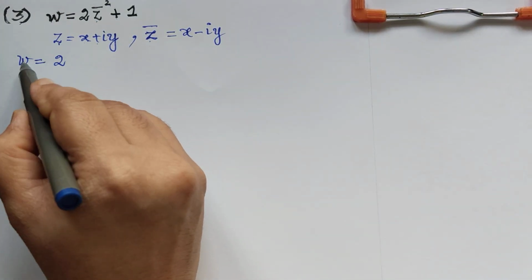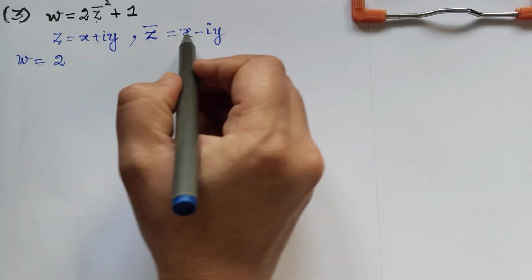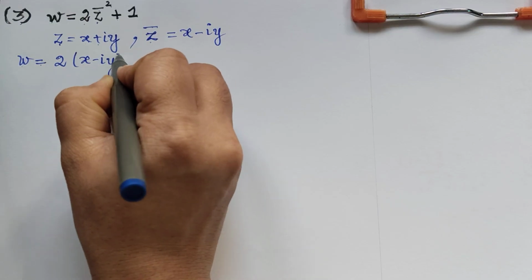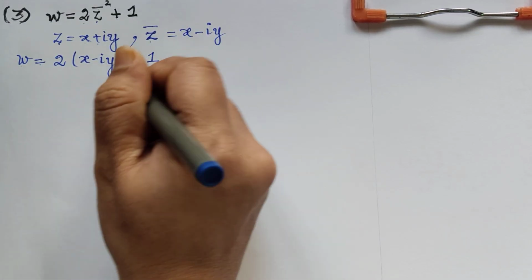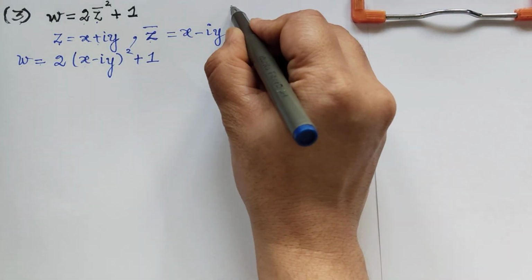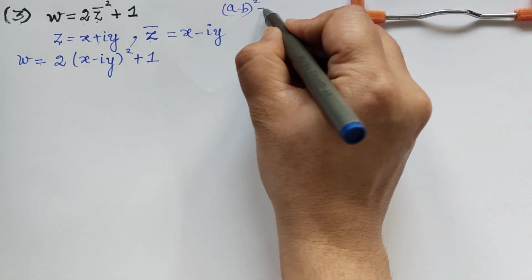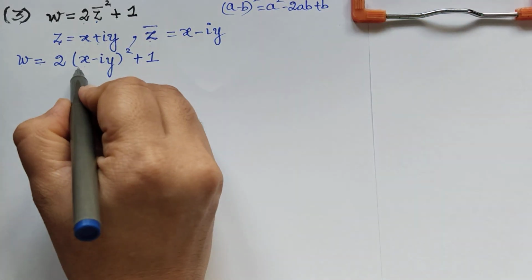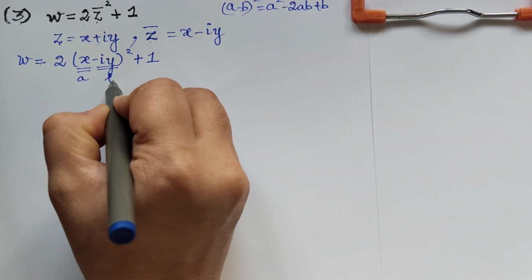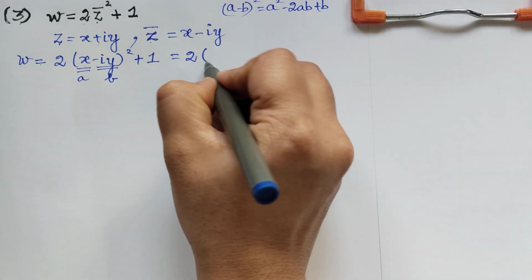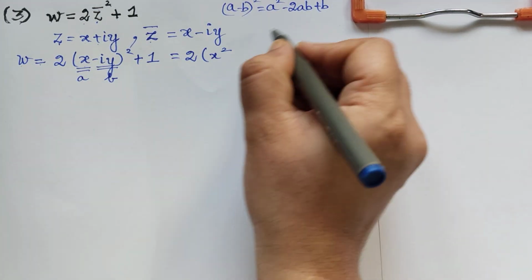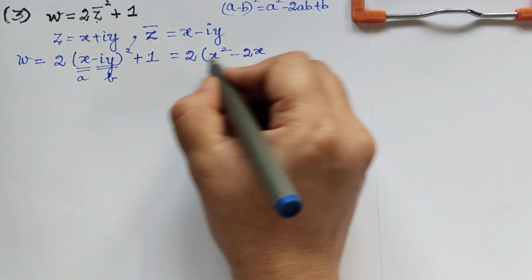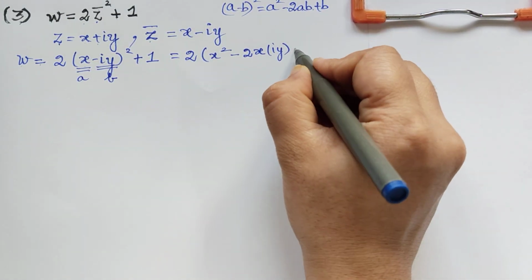So w is equal to 2z bar square. So this is z bar, x minus iy. So it will be x minus iy the whole square plus 1. Now again we have to expand this by using the a minus b the whole square formula, which is equal to a square minus 2ab plus b square. So where a will be x and b will be iy. So this will be equal to 2 multiplied with x square minus 2ab. So minus 2, a is x, b is iy. And then plus b square.